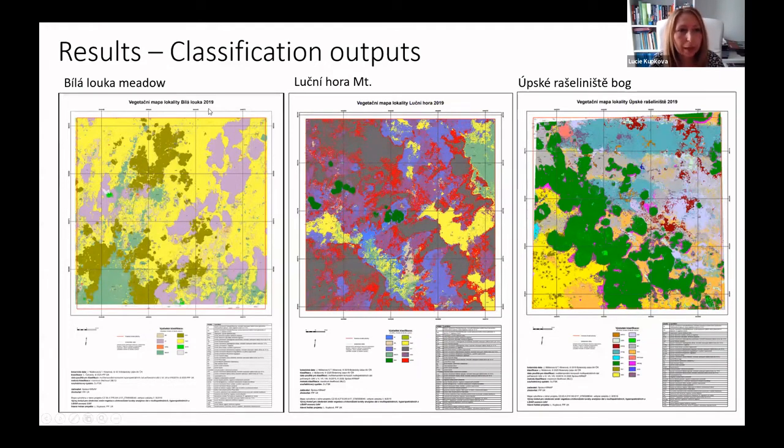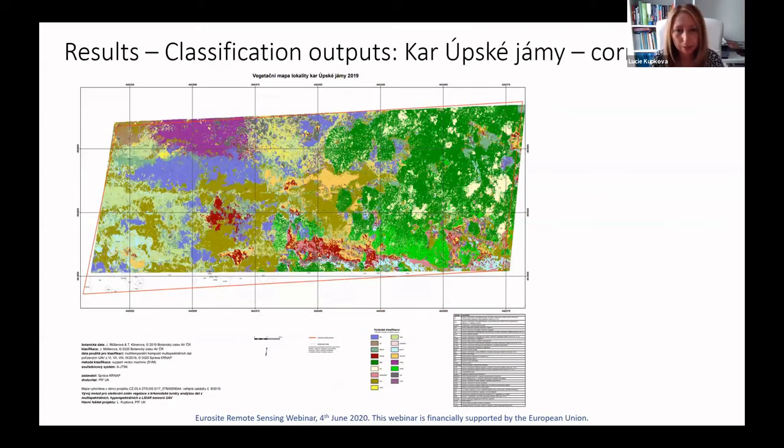This is for Bílá louka meadow, Luční hora mountain, Úpské rašeliniště bog, and you can see that there are really different categories in each area because we have one legend with the same colors for each image. So this is just to have an overview that the plots are really different. Here is also a result for Úpské jámy quarry.